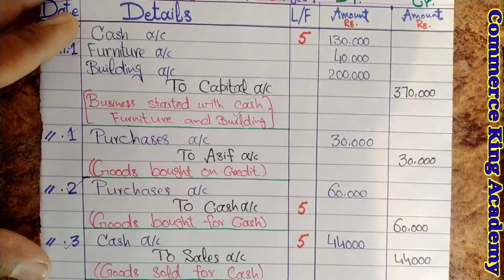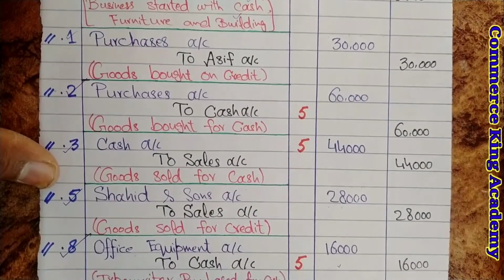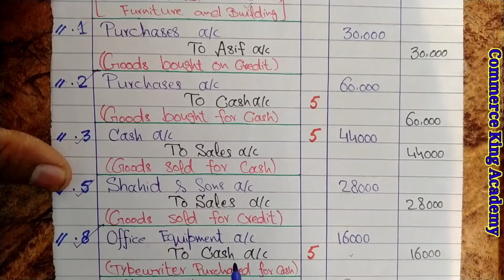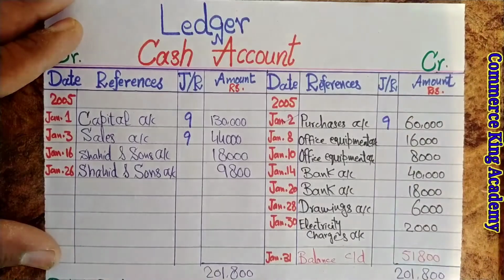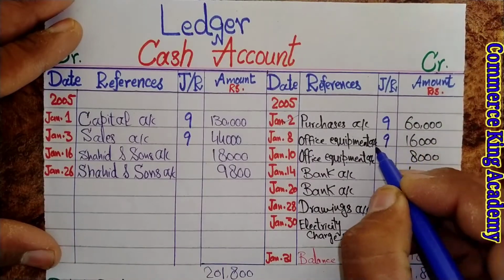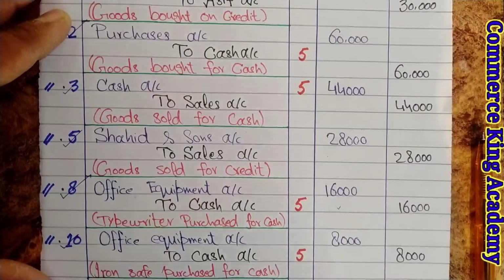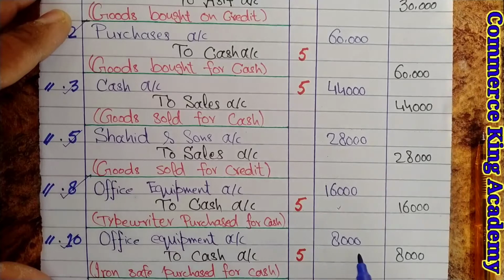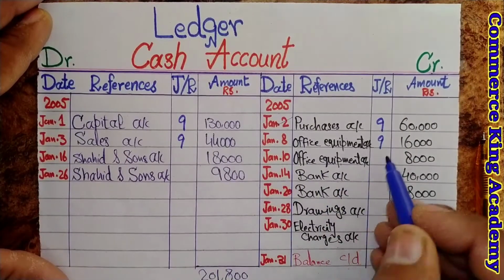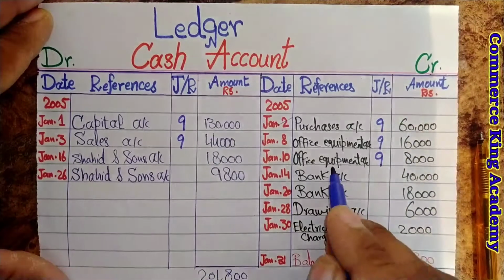Okay, so we will see the next cash account entry on date Jan 8th. Office equipment to cash account. So cash account credit here. Cash account credit by office equipment account. Journal reference or page number 9. Amounted 16,000 rupees. Next is cash credit against office equipment account, 8,000 rupees. Jan 10th, office equipment account and journal reference number 9, amounted 8,000 rupees. Cash credit by office equipment.